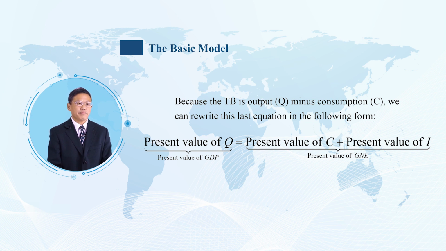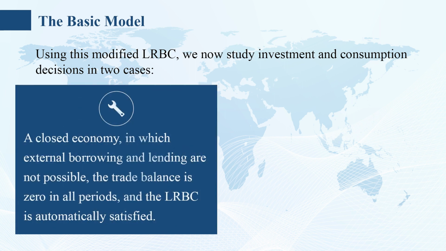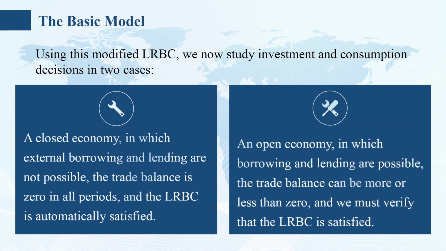C plus I. Using this modified LRBC, we now study investment and consumption decisions in two cases. A closed economy in which external borrowing and lending are not possible. The trade balance is 0 in all periods, and the LRBC is automatically satisfied. An open economy in which borrowing and lending are possible, and the trade balance can be more or less than 0. And we must verify that the LRBC is satisfied.